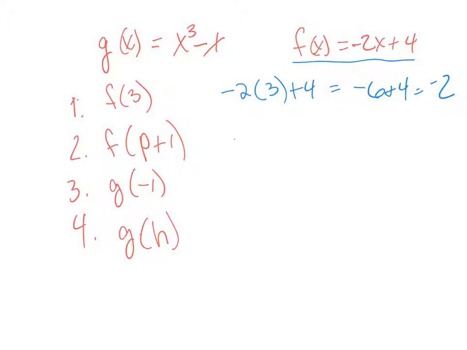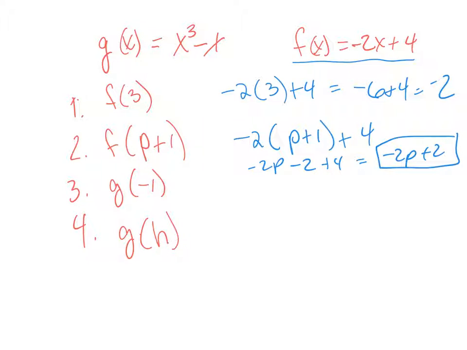So here we do -2, p plus 1 plus 4, and we clean that up as -2p minus 2 plus 4, which is -2p plus 2. You clean it up. So we have, all right, so we have g of -1 equals -1 cubed minus -1. -1 cubed is -1, plus 1 is 0, because negative is a plus.